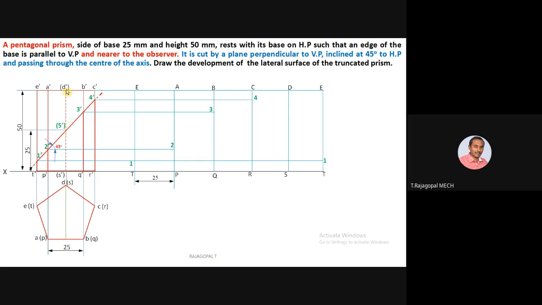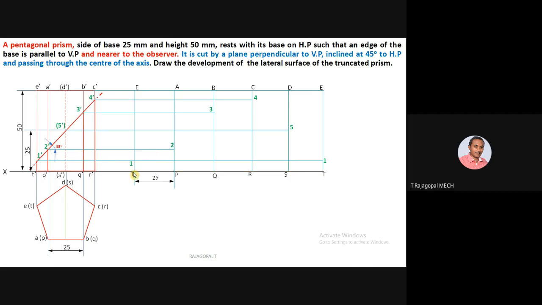Finally 5 dash. It is on D and S, D dash S dash. So you can draw a line parallel to XY until it touches DS. Make it 5. Now you can join all these points. You know that the top is the removed portion, the bottom is the remaining portion. So always draw the base, the remaining portion, as a thick line.